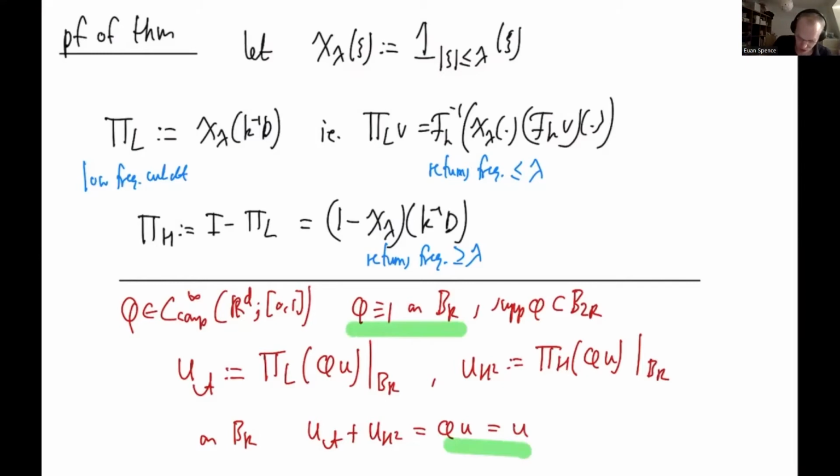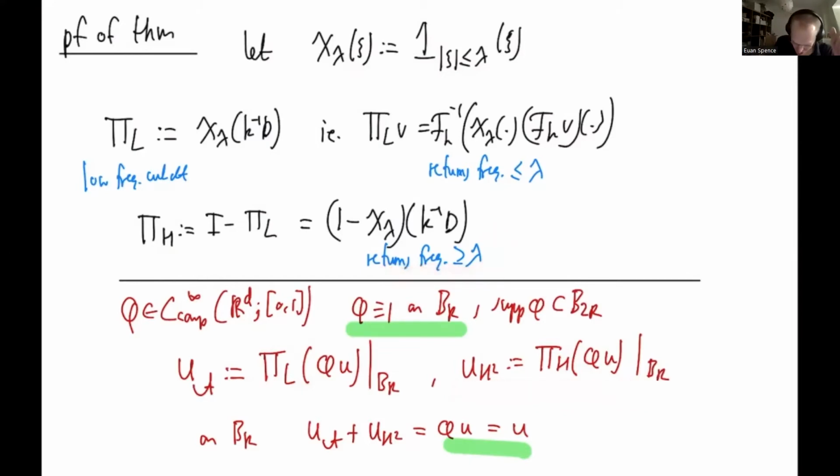And of course I'm using the fact that pi L plus pi H equals 1 by this definition. So as claimed earlier, UH2 is going to be the high frequency components, the components with frequency greater than or equal to lambda. This is with our scaled Fourier variable. If we're using our unscaled Fourier transform, this would be the components of frequencies greater than or equal to lambda times k.